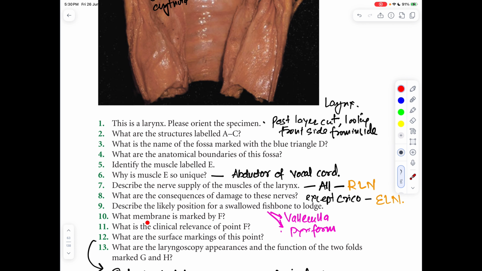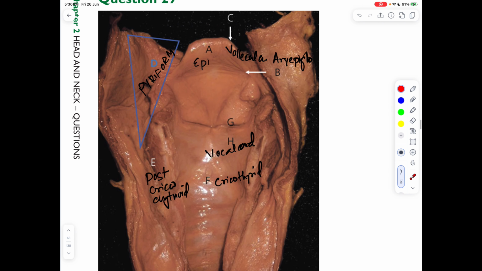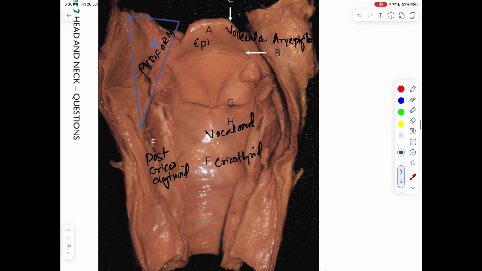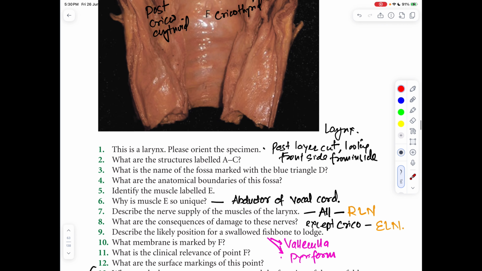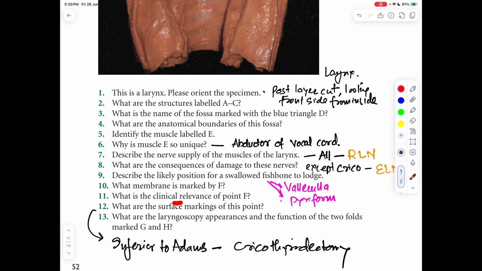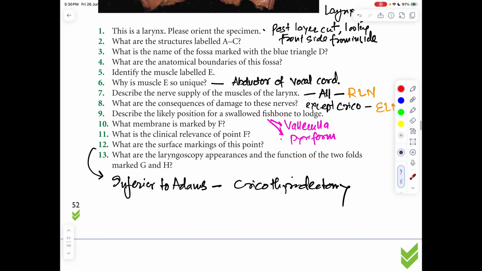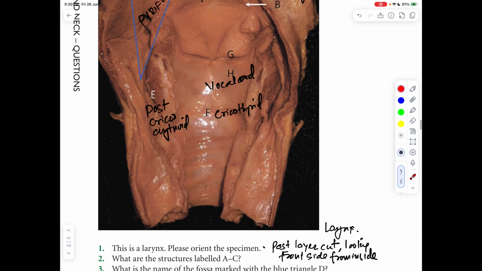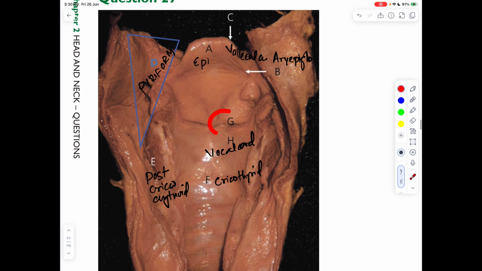What membrane is F? So there is a membrane, that is F. This is the cricothyroid, this is the cricoid, this is the thyroid. So this membrane is the F. Clinical relevance is cricothyrotomy, surface marking of the point. Laryngoscopy, function of the two folds G and H. So this one is G and this is H.